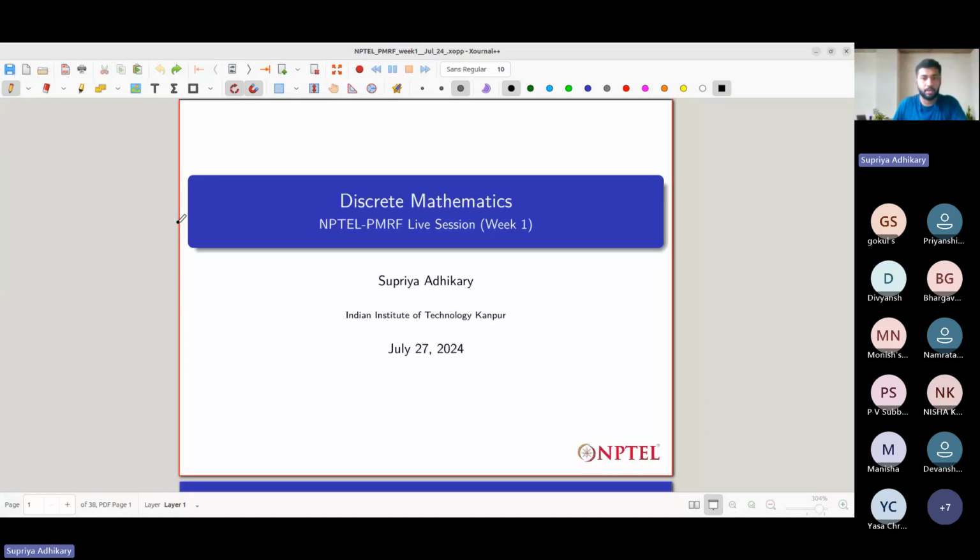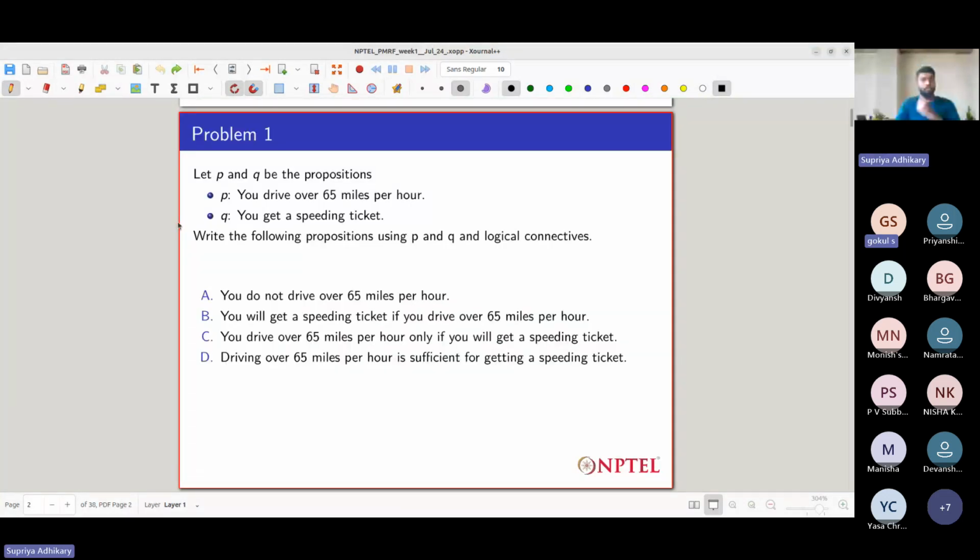Okay, so we will start with some problems. Or if you have any problems yourself, you can also share them with me. Let's start with problem 1. There are two propositions P and Q given here. The proposition P is that you drive over 65 miles per hour, and the proposition Q is that you get a speeding ticket. All we have to do is write these statements as logic with the propositions P and Q.